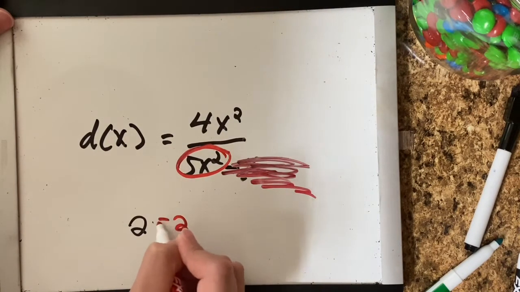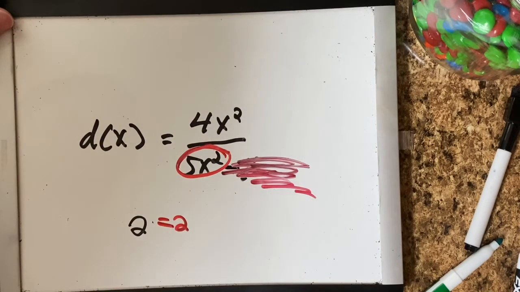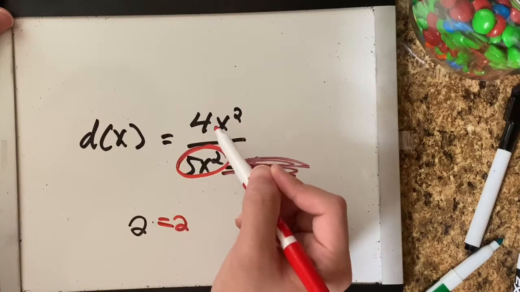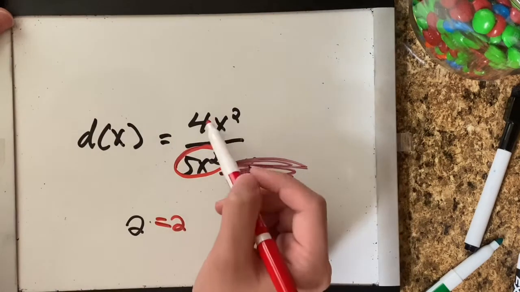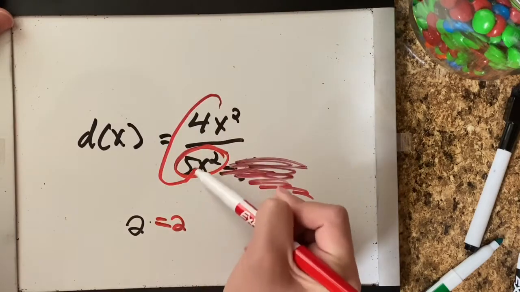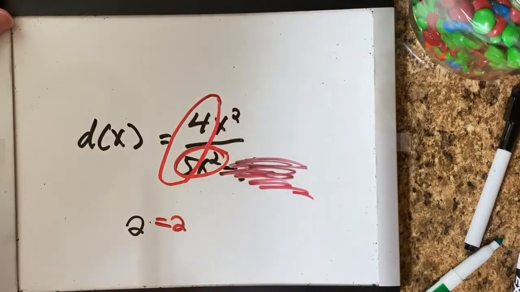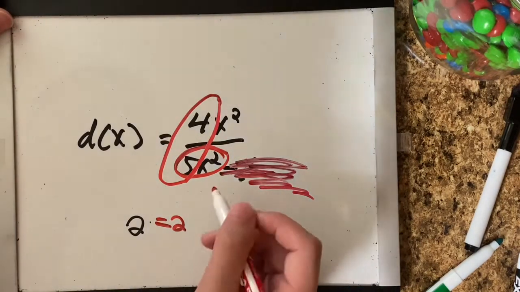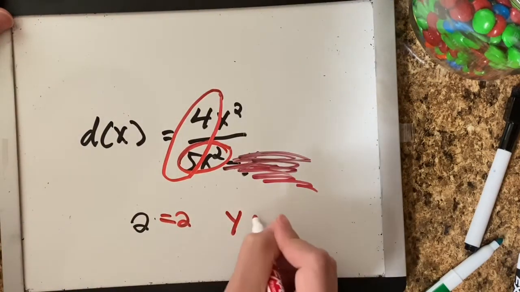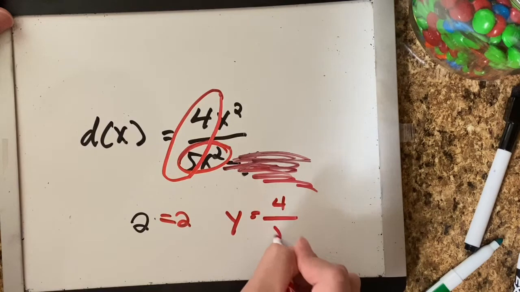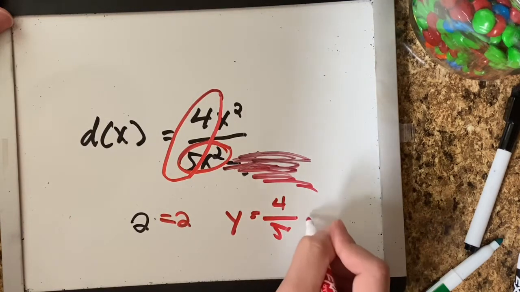And since they're both equal, we now have to take a look at the leading coefficients. Remember, the coefficient is the number in front of the variable. So it will be 4 and 5. Therefore, the horizontal asymptote will be y equals 4/5, or 0.8.